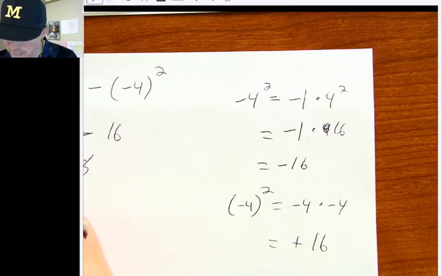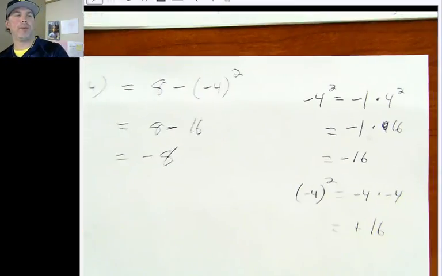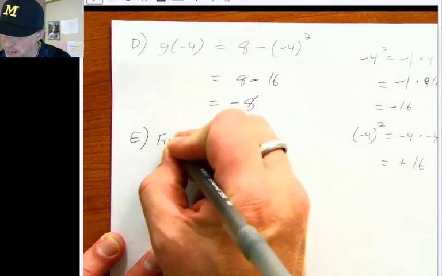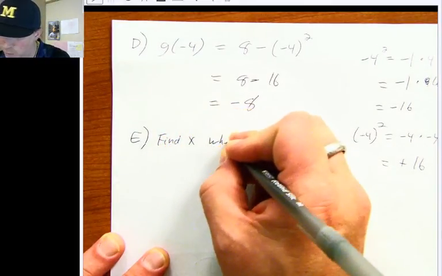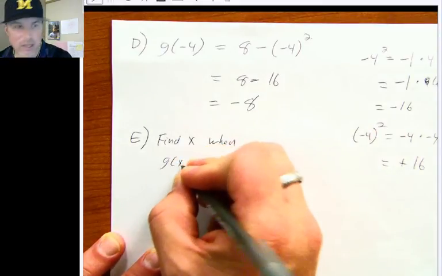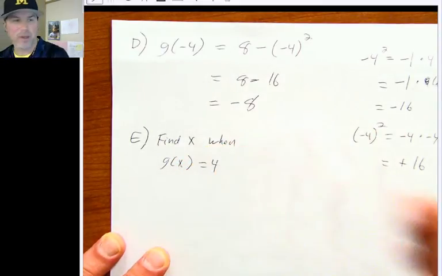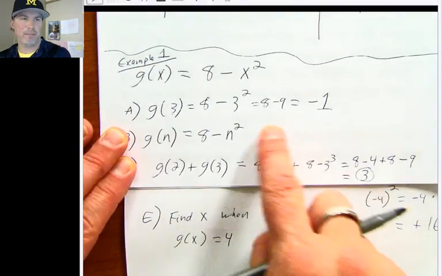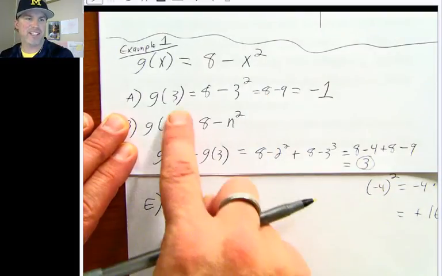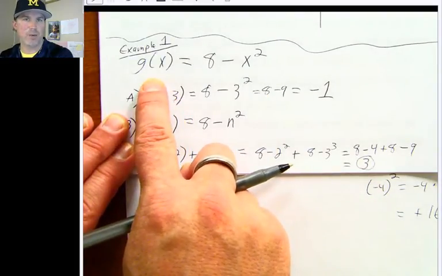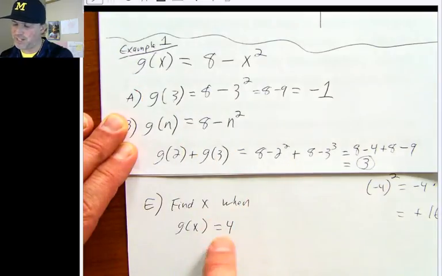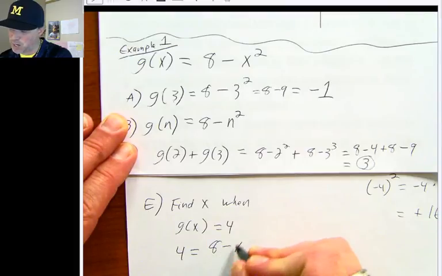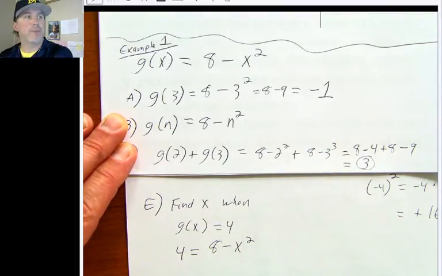Part E, a backwards problem. Find x when g of x equals 4. And friendly reminder, g of x is equal to 8 minus x squared. And in this case, they're telling me what g of x is equal to. So I'm going to change this g of x to a 4: 4 equals 8 minus x squared. And then it becomes an algebra problem.